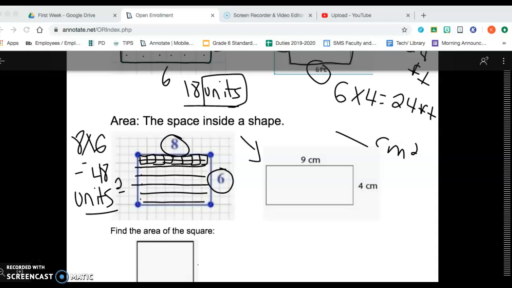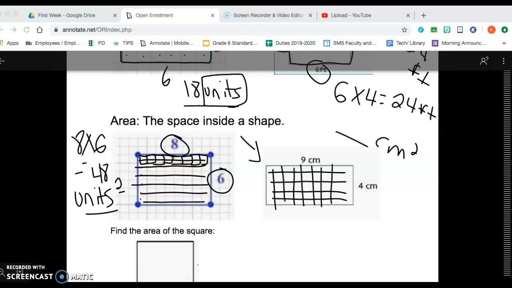So another way we can think about this, let's move on to this second rectangle, the 9 by 4. You can think of it as 4 rows of 9. So if we drew in our own squares, we would have 4 rows of 9, right?